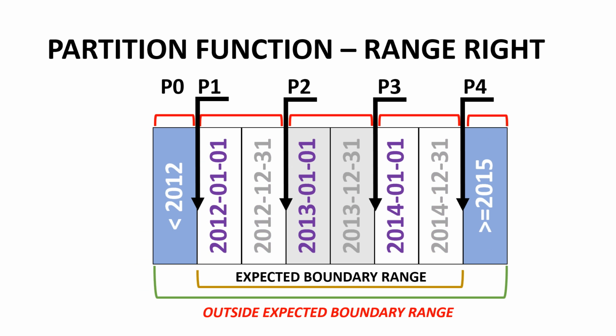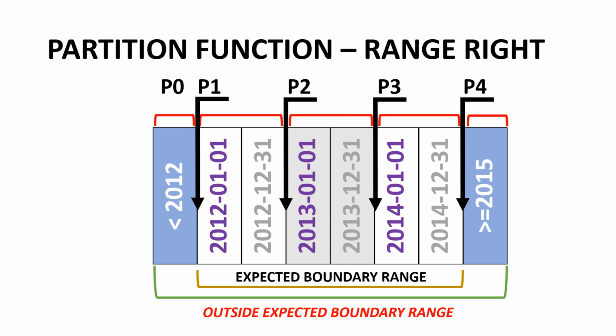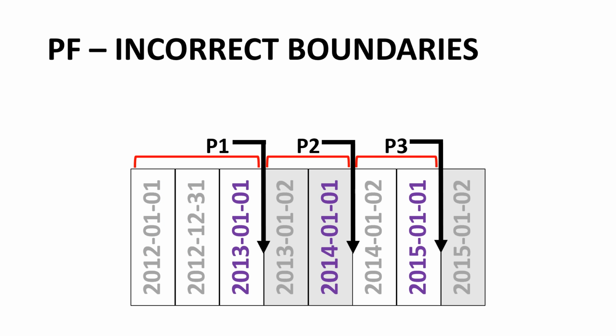So this is what it looks like for range right. This is what it looks like for range left. And a subtle difference would be on the right side for range right, we're saying greater than or equal to 2015. For range left, we're saying up to and including 12/31/99, because that's the max value for a date data type. A critical but subtle difference.